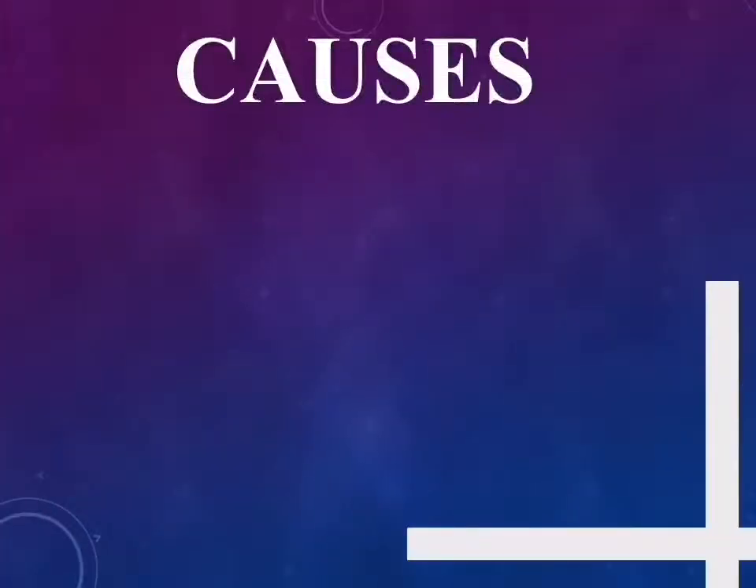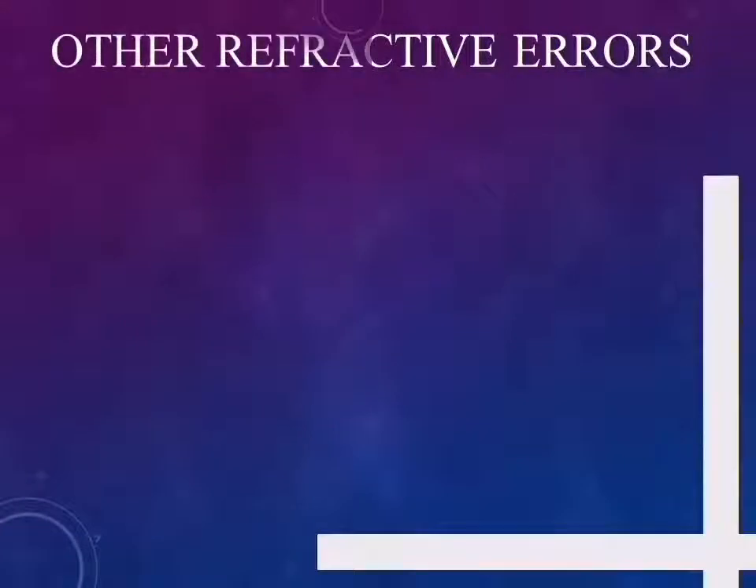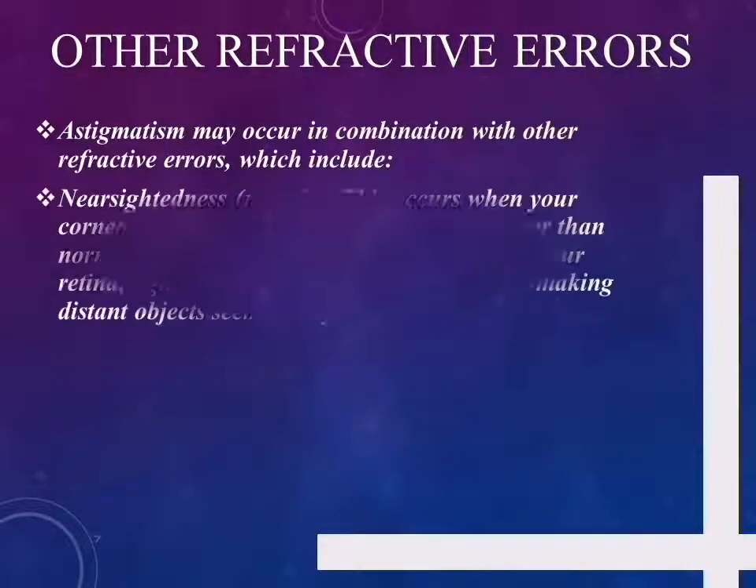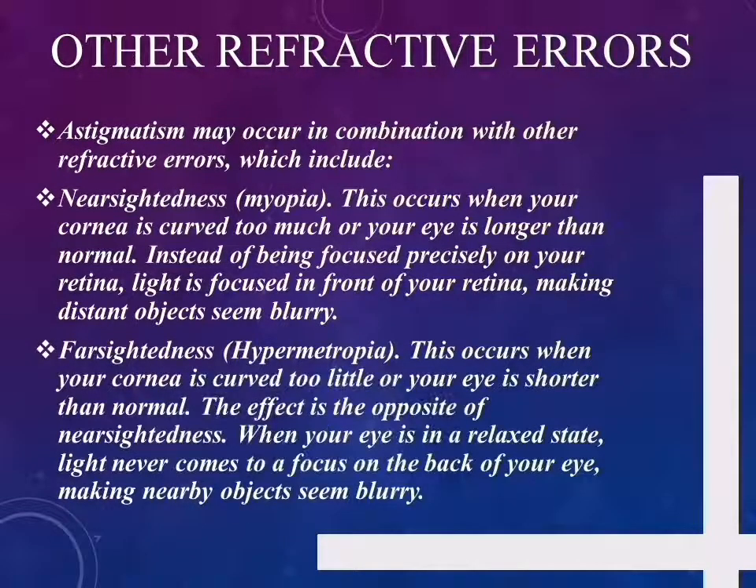Causes. Astigmatism occurs when your cornea or lens is curved more steeply in one direction than in another. Astigmatism may be present from birth or it may develop after an eye injury, disease or surgery. Other refractive errors. Astigmatism may occur in combination with other refractive errors which include nearsightedness or myopia, farsightedness or hypermetropia.